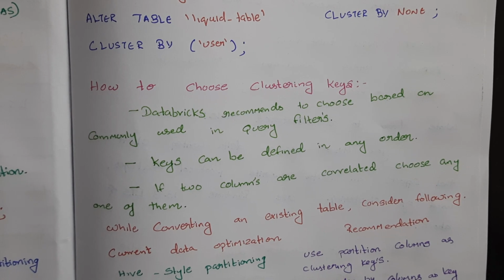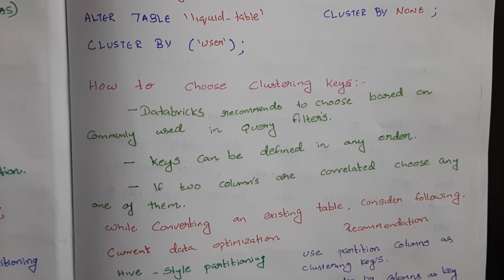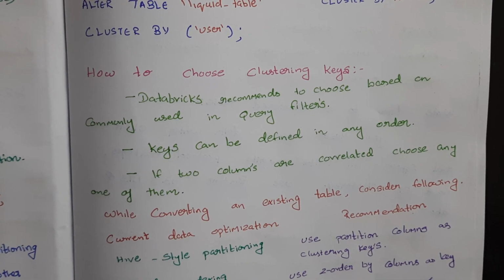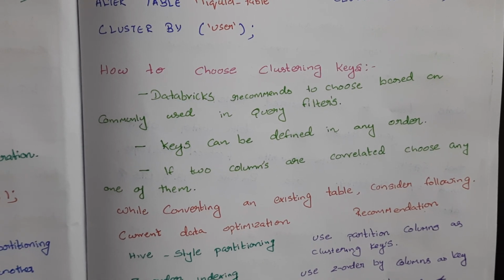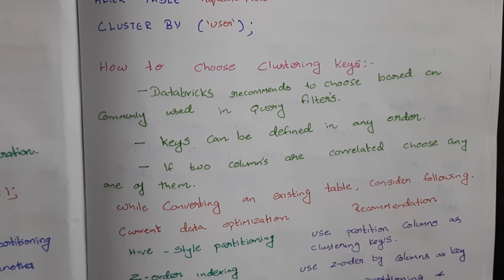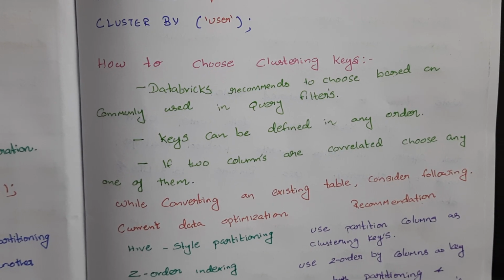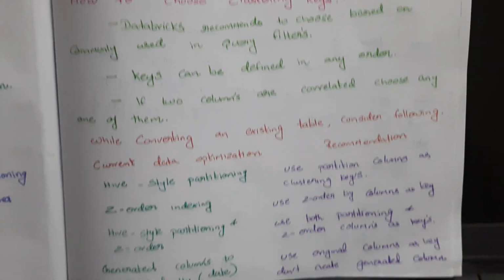Keys can be defined in any order. Let's say you have multiple keys in your table, you can define them in any particular order. If two columns are correlated, choose any one of them. Let's say you have two columns, a date and a timestamp column, with the same data replicated in two columns, you can select any one of the columns in those cases.